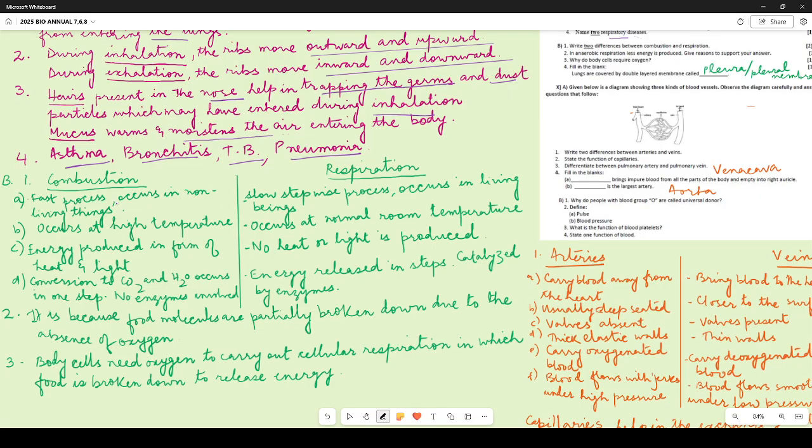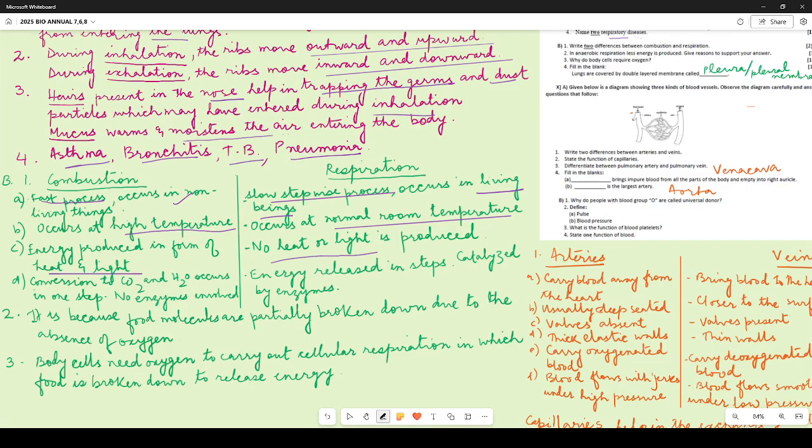It is a fast process and occurs in non-living things, whereas it occurs in living beings. It is a slow stepwise process, whereas this is a fast process. This combustion occurs at high temperature. It occurs at normal room temperature. So when we are talking about combustion, it is burning something, right? Energy is produced in the form of heat and light. So whenever something is burning, heat and light both are given out.